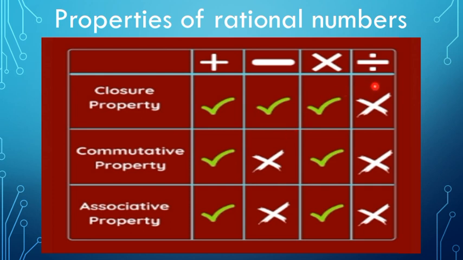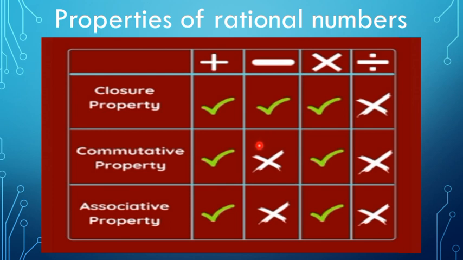So, division of rational numbers is not closed. Minus 3 by 2 divided by 0 is undefined. So, division of rational numbers is not closed. Now, commutative property. As you know, the commutative property says that a plus b equals b plus a.